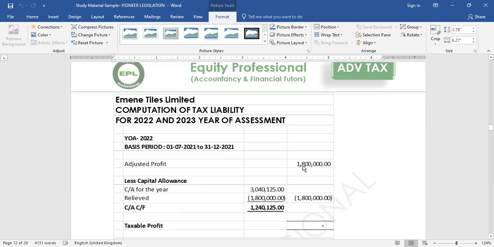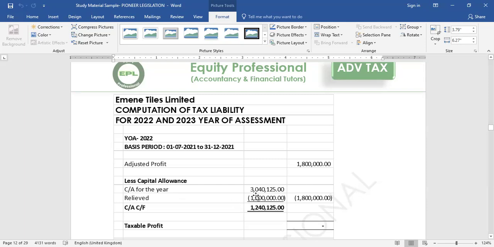Look at the profit available, 1.8. The capital allowance is more than the profit. That means I'm going to relieve all the profit from the capital allowance. At the end of the day, there will not be taxable profit. The capital allowance I'm going to relieve will be 1.8. If I minus it from the profit, no taxable profit.